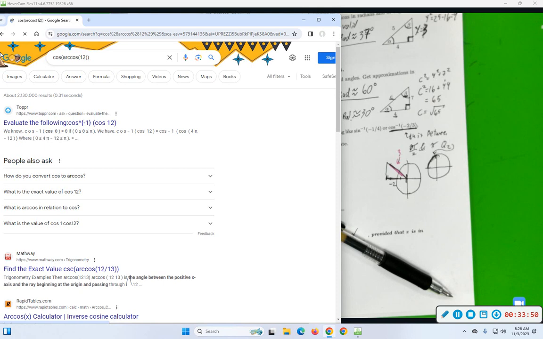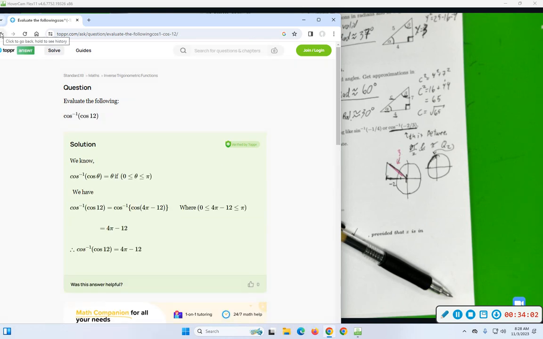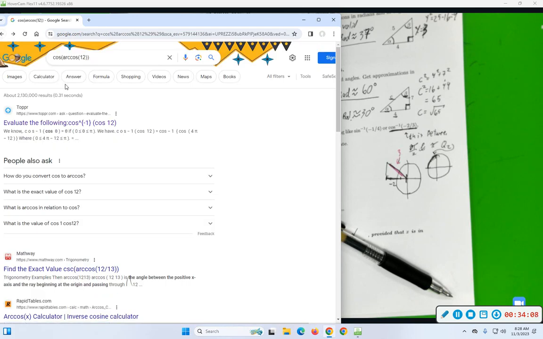If I ask the Google calculator what the cosine of the inverse cosine of 12 is, well, it just doesn't tell us anything. Which, no, I shouldn't just click around random links. Yeah, that's wrong. Don't trust anything that you see online.